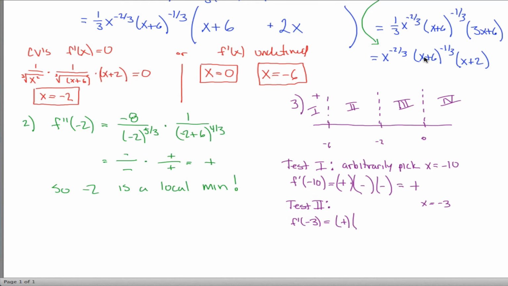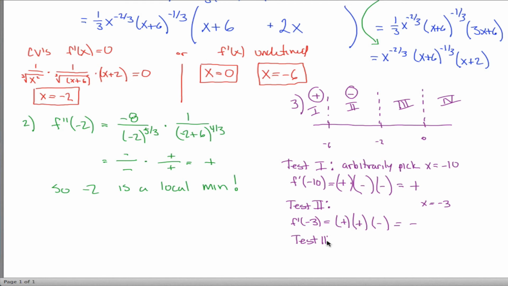What about the next group? -3 plus 6 is a positive number. A positive number to any exponent is going to be positive. -3 plus 6 is positive 3. 3 to any power is positive. What about -3 plus 2? -3 plus 2 is -1. That's a negative number. What I get is a positive times a negative, which is negative. It means that my sign in region 2 of the first derivative will always be negative.